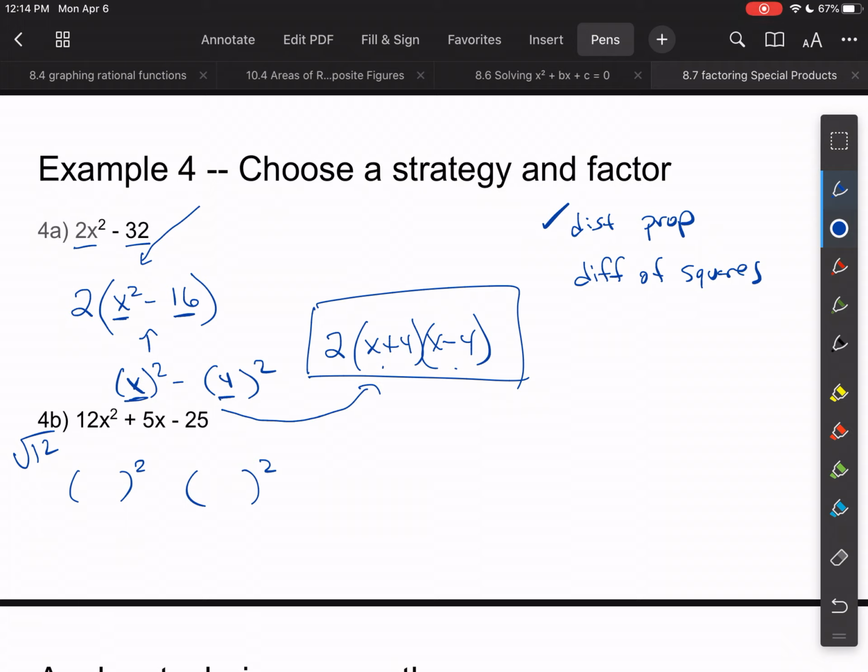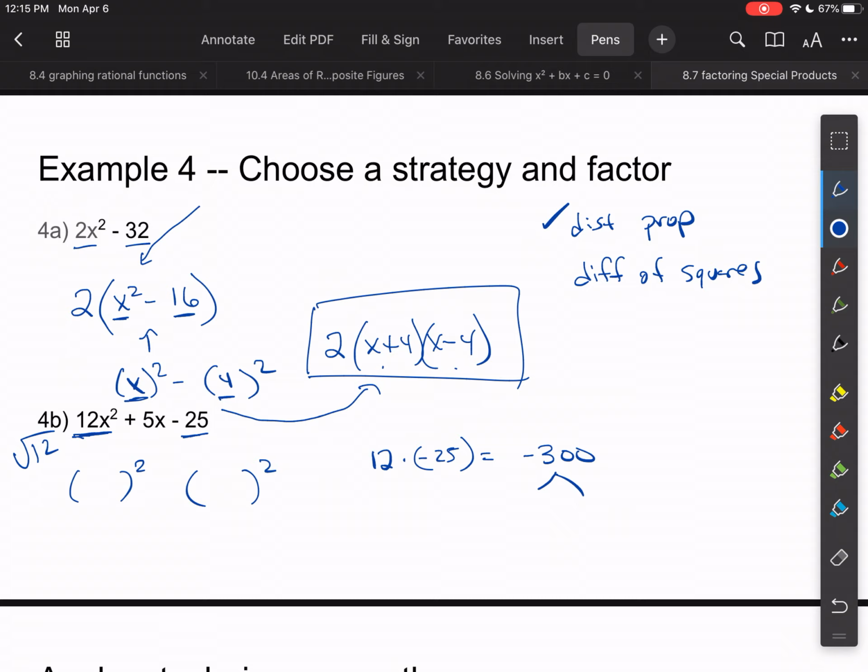So this is going back to what we learned back in lesson 8.6 now, factoring quadratics. So for this one, since we do not have a 1 out in front here, we're going to multiply the first term by the last term. So 12 times negative 25. And when we do that, we get negative 300. Okay? So we're asking ourselves, what 2 things multiply to give us negative 300, add to give us 5?